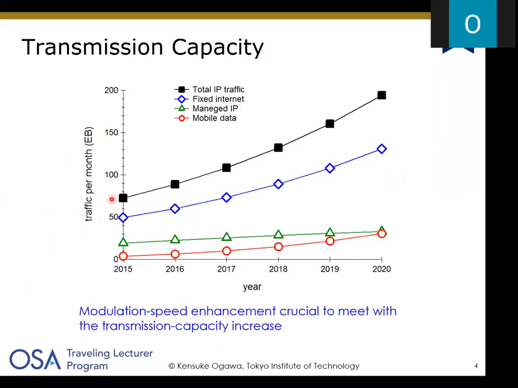So transmission capacity is actually increasing year by year like this. If you measure the traffic per month in exabytes, it is going up, and in 2020 it was almost 200 exabytes per month. So to meet this high capacity transmission, the key is the enhancement of the modulation speed, and the high speed modulator is one of the key elements for high transmission capacity in optical communications.